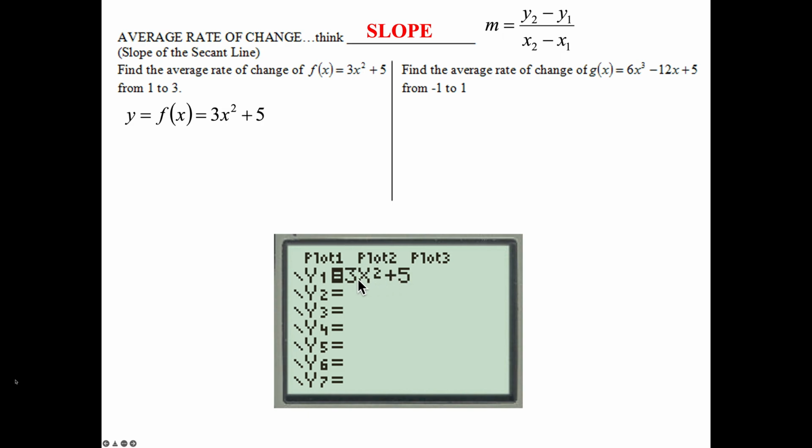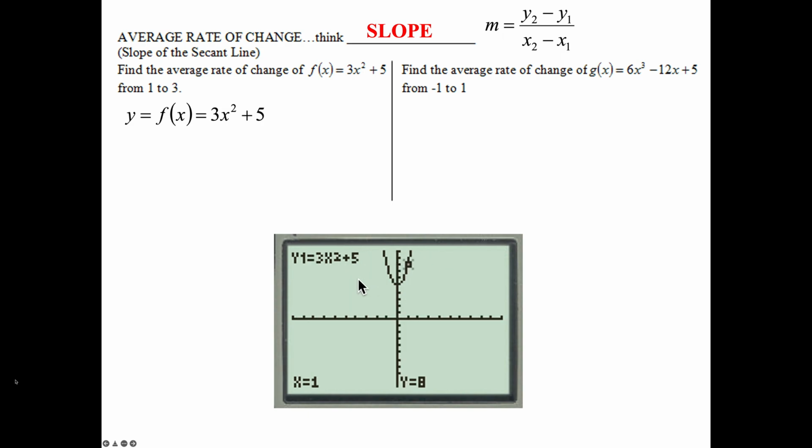graph it in your Zoom 6 window, and hit the trace button and type in the first x coordinate that you're given. They're going to give you the interval. So the numbers that are provided here are the first x and the second x. They should always have these listed in numerical order. So the first x is 1. I went trace, 1, enter, and it gave me an 8 once I had it graphed.